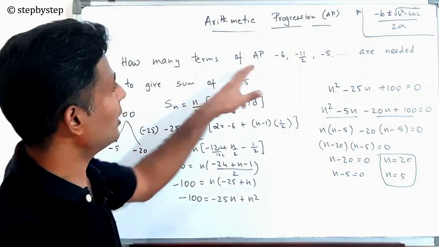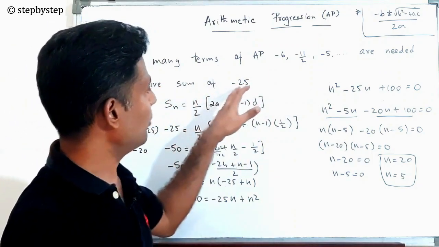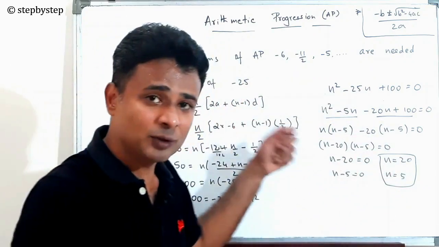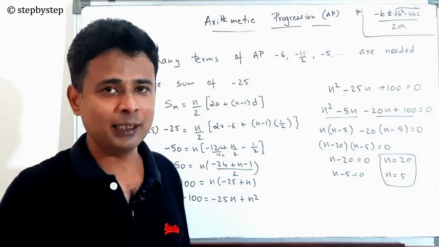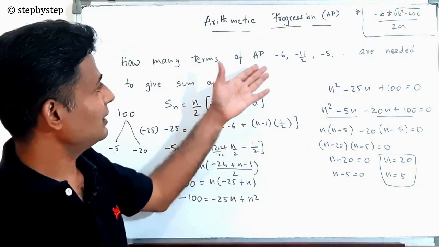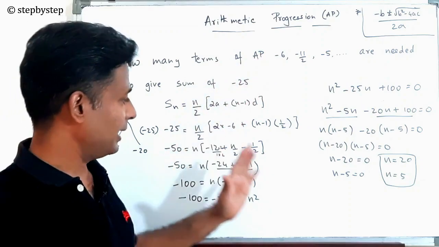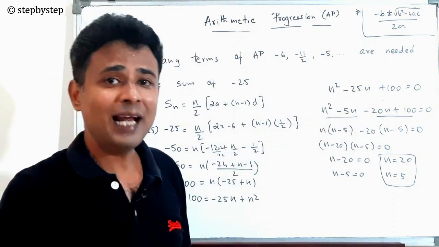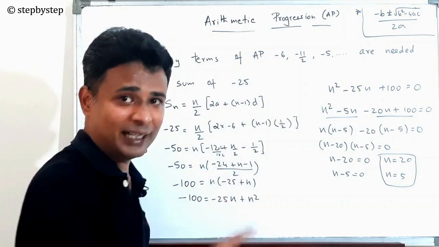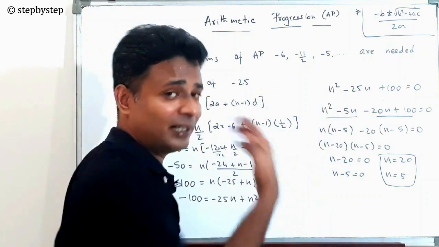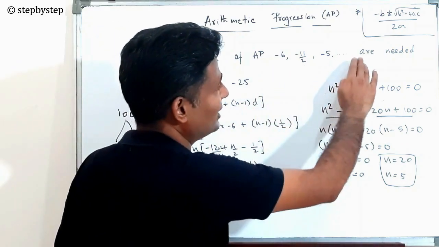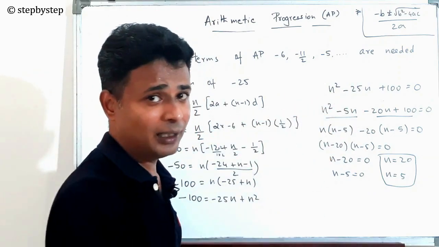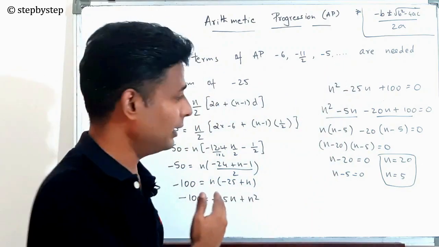What was the question? How many terms of this AP are needed to give sum of this? Now sum of 20 terms also will give us this, sum of 5 terms also will give us this. Surprising. Why? Guys, this AP is an increasing AP because D was positive, but it starts from negative. So what happens when you add this and this, you will get a negative term. This and this, another negative term. So as you keep adding this, you will get a higher and higher negative term. Then when the positive terms start, then again the number will decrease.